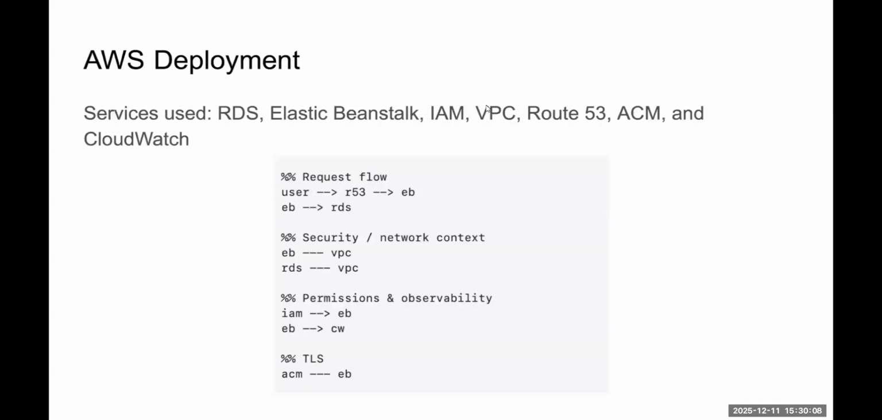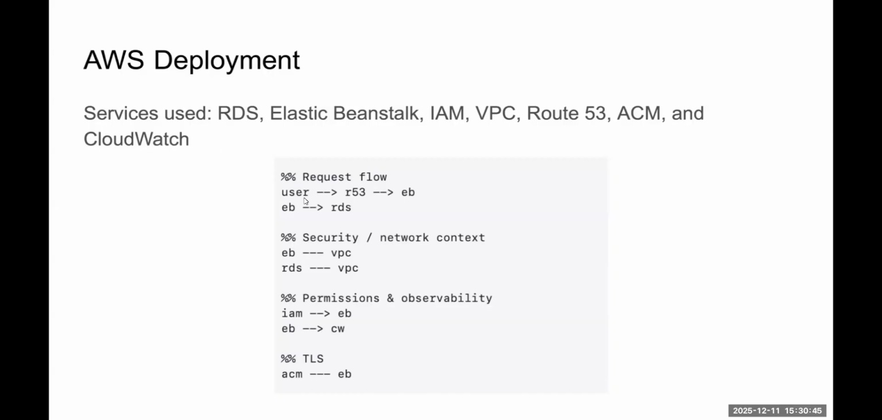And so here is the deployment on AWS. Here are all the services we use. The RDS is where we hold our Postgres database, and the Elastic Beanstalk is where our code lives. It helps us deploy and make it accessible on the internet. And IAM, VPC, Route 53, and ACM are basically supplementary services we use to either give permissions or make it accessible through HTTPS. And CloudWatch is for logging all the errors that happen in the deployment.